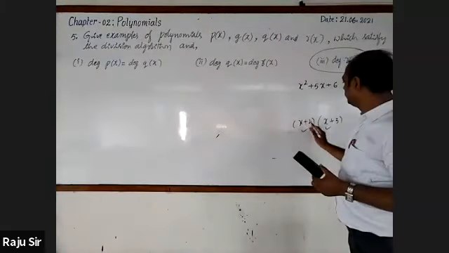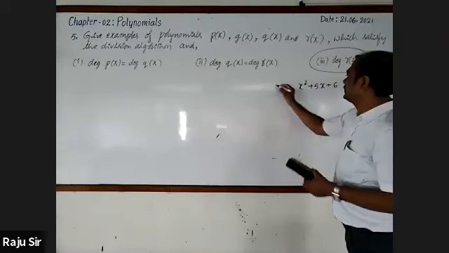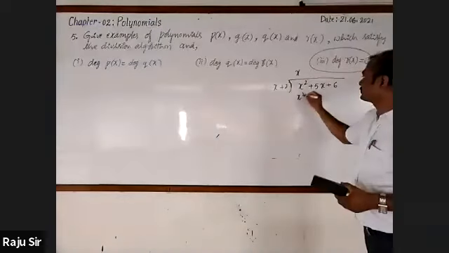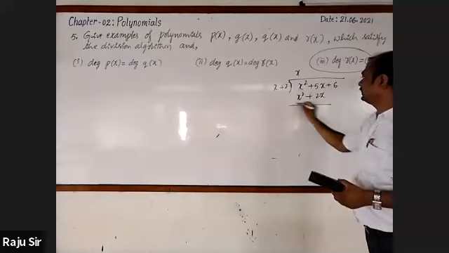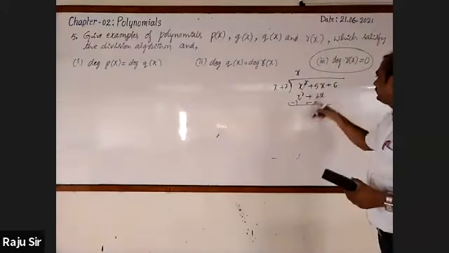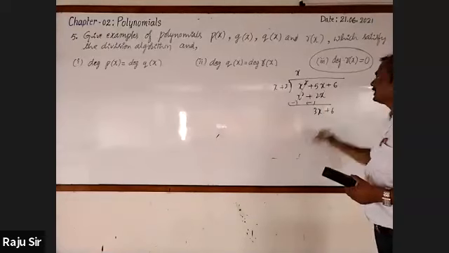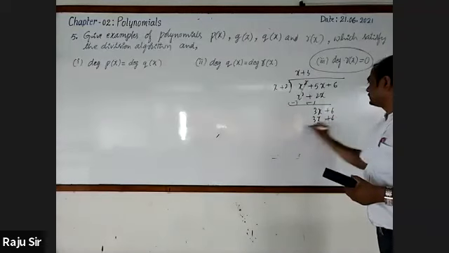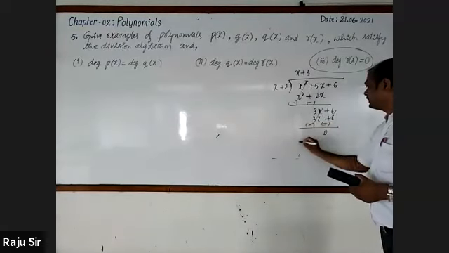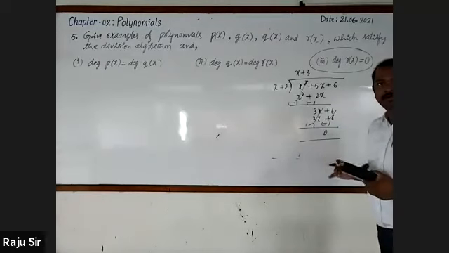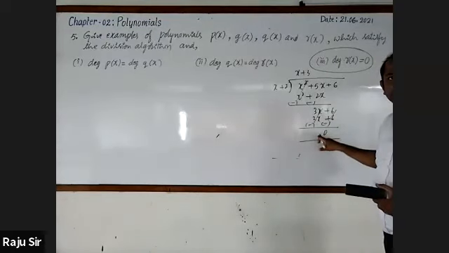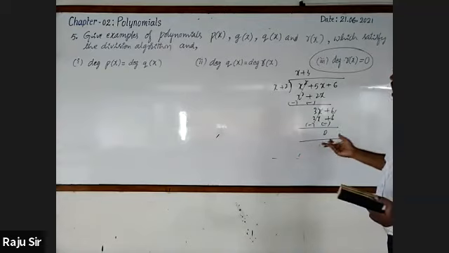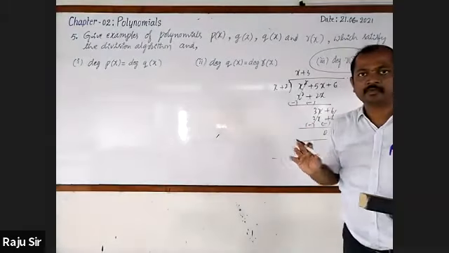Just look at it. I go for dividing this polynomial by x plus 2. Now, x into x, x square, x into 2, 2x, then change the sign, minus, minus, get cancelled, 5x minus 2x, 3x, then carry down 6. Then multiply 3 into x, 3x, 3 2s are 6. Again change the sign, minus, minus, get cancelled, 0. Remainder is 0. What is the degree of this 0? Have you followed?